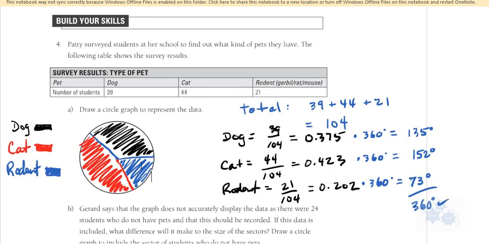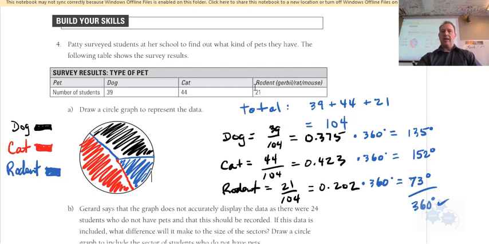Okay, so number 4, let's just go through it real quick. What I did first was I got the total first. So I added up 39 plus 44 plus 21 right here, and that gives us 104. So I knew that was the total number of pets we were talking about.